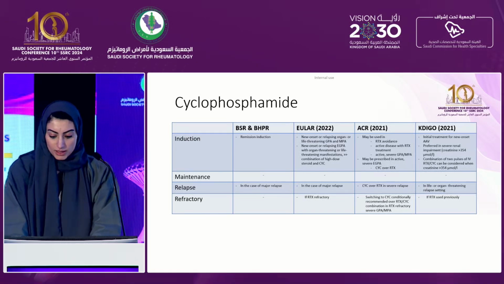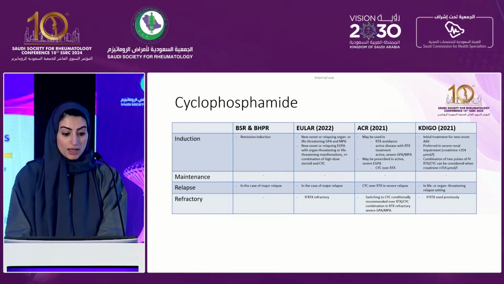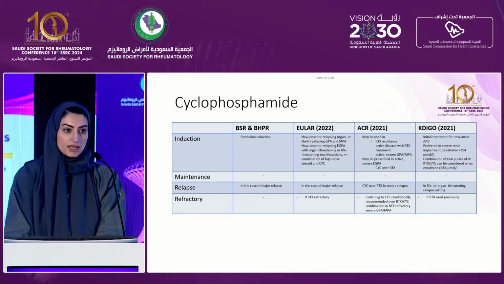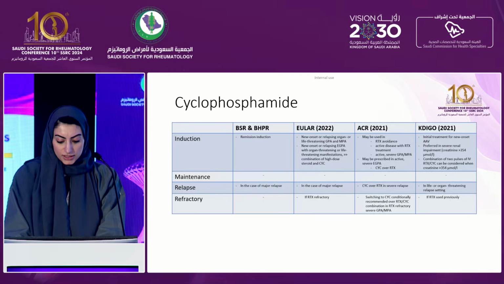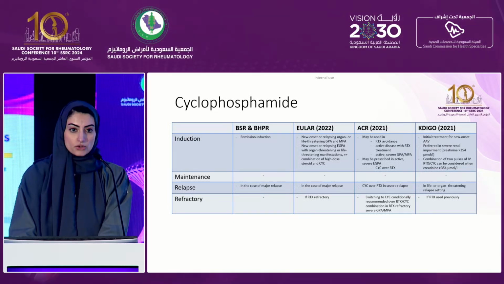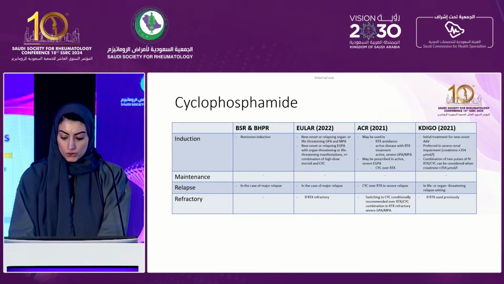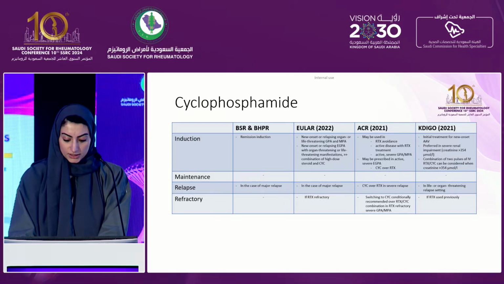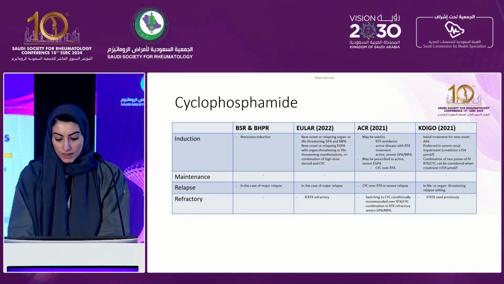Cyclophosphamide is recommended for induction by all organizations. However, ACR recommended it only if rituximab is to be avoided and in active severe ANCA-associated vasculitis. KDIGO suggested its use as an initial induction over rituximab in severe renal impairment, and suggested combining rituximab and cyclophosphamide, especially for those who present with a creatinine level less than 354 micromol per liter. And all recommended its use in severe relapse over rituximab and in refractory disease.